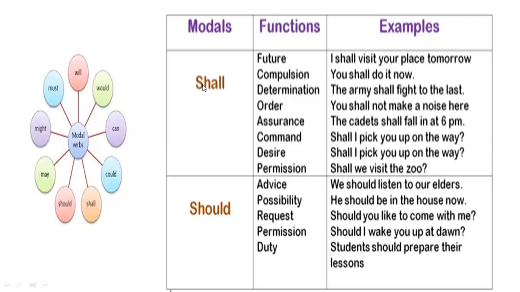So the next one is shall or should. What is the function of shall? It can be used for future, compulsion, determination, order, assurance, command, desire, and permission. What is the example here? I shall visit your place tomorrow. So it represents the future. Then, you should do it now. So they are compelling: you should do it now.